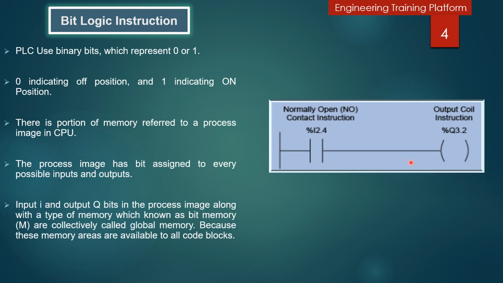Input I and output Q bits in the process image, along with the type of memory known as bit memory. Bit memories are collectively called global memory because these memory areas are available to all code blocks.